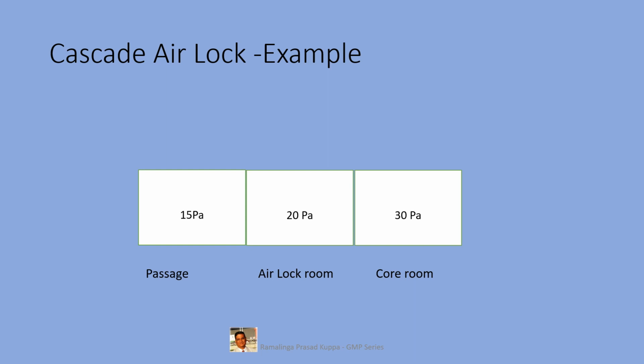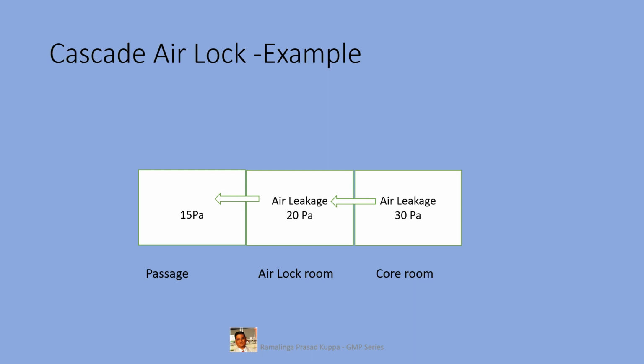What is a cascade? It is one pass on to a succession of others. In this example, any air leak from 30 pascals will go automatically to lower 20 pascals and subsequently to still lower 15 pascals. The flow is from higher to lower and further to least. This is exactly the meaning of cascading effect.